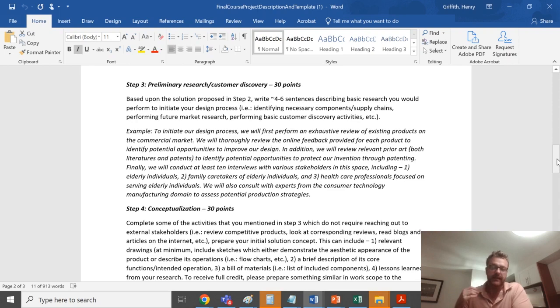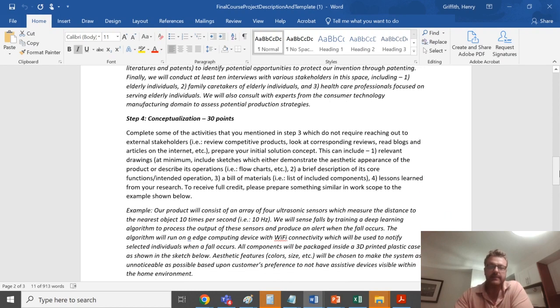So you want to talk to people. If you're going to be proposing to actually fabricate a consumer product, you would want to include in your plan consulting with people that have expertise in that space of designing for manufacturability at scale. So step 4, conceptualization.